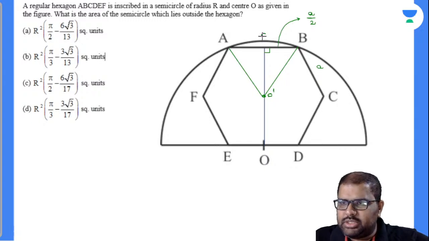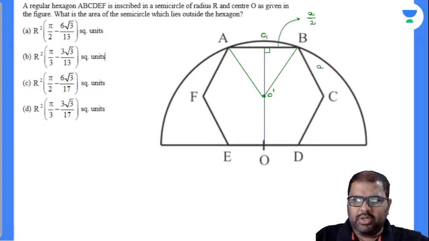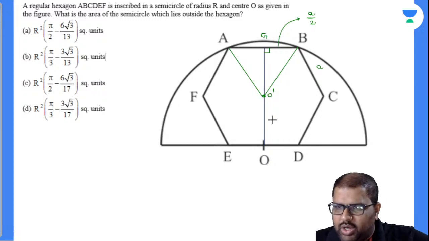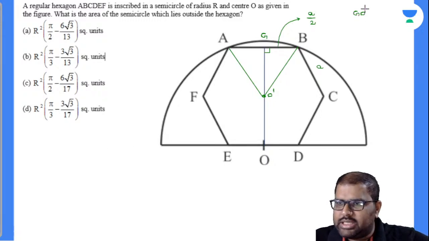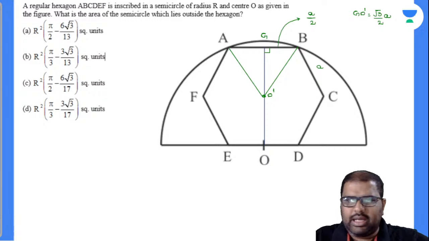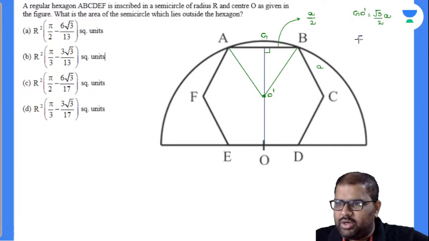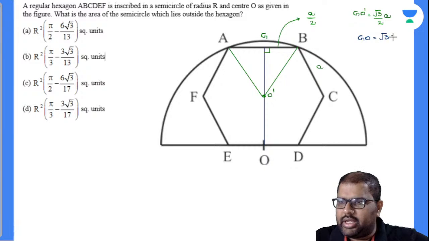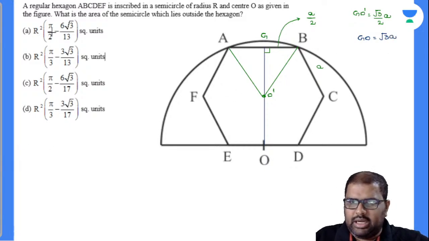This value is a by 2. Now closely observe, this will be how much? GO dash will be root 3 by 2 a. By this I can write down GO value as root 3a. Okay. Now you closely observe there. I'll take down one more set.